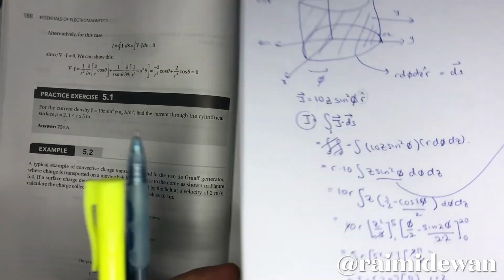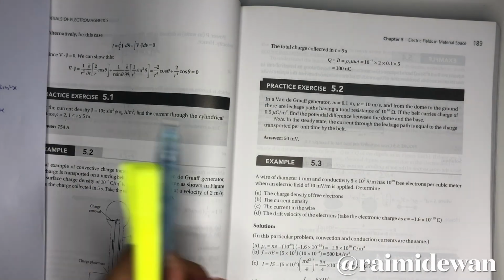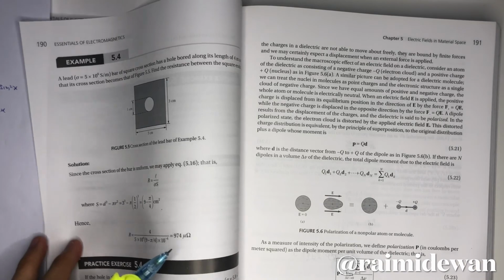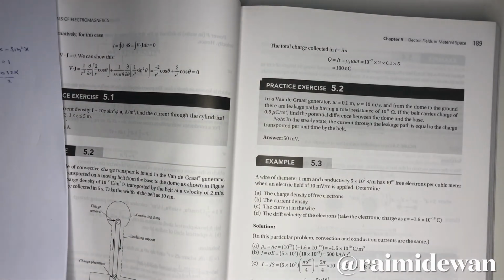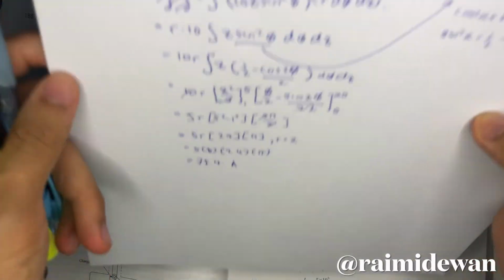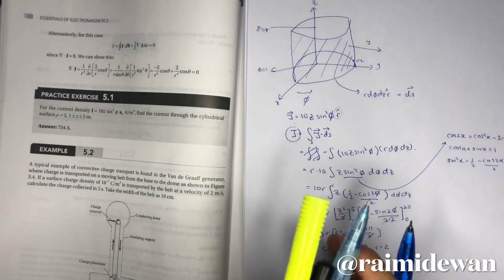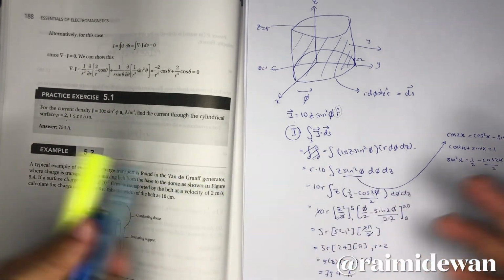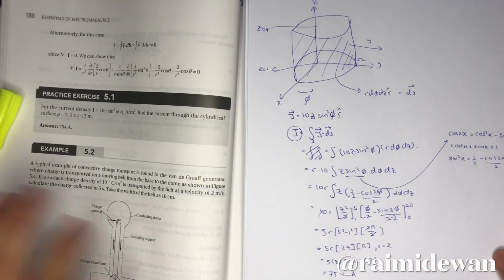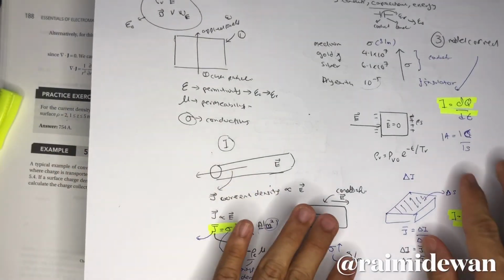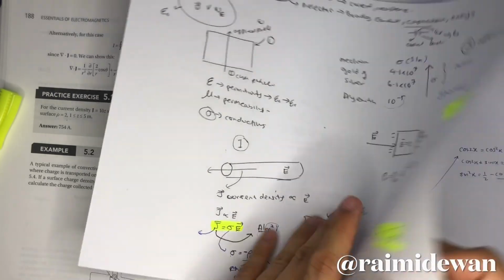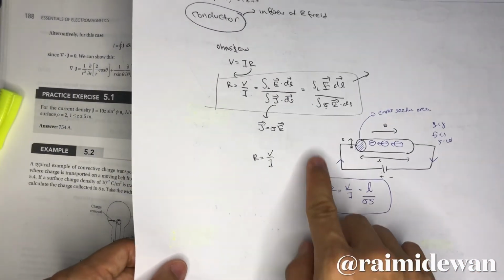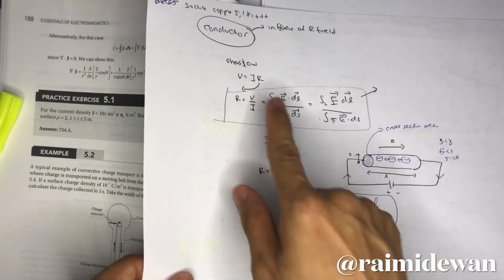So you can try the example here. We will cover more, and then what have we learned so far? We already learned about the two models of current: I equals dQ/dt and I equals the integral of J dS. You also learned about this for resistance.